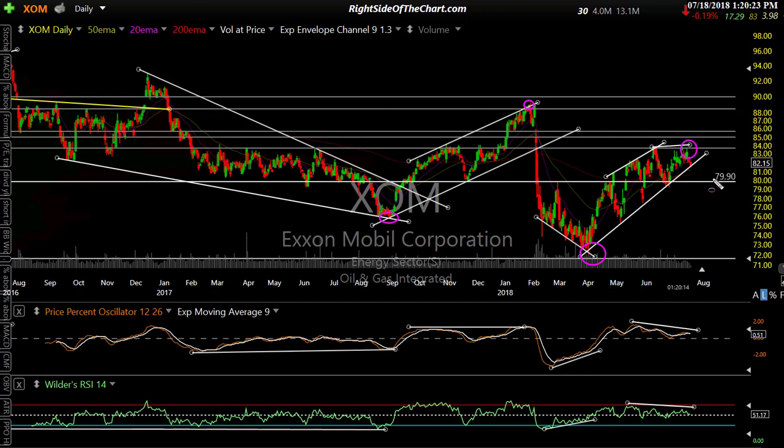You just need a break of this trend line. That's probably going to bring XOM back to 79.90. I think it'll happen soon. Again, oil. This was also this line here. A lot of resistance. Watch as I circle these levels. You can see a lot of reactions there. A lot of reactions from above.